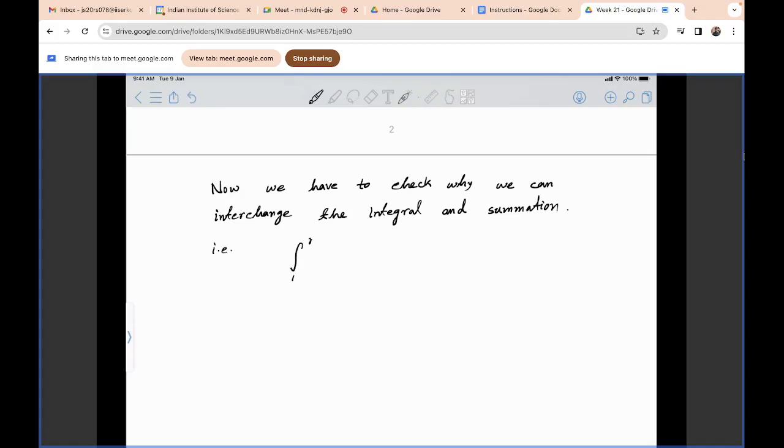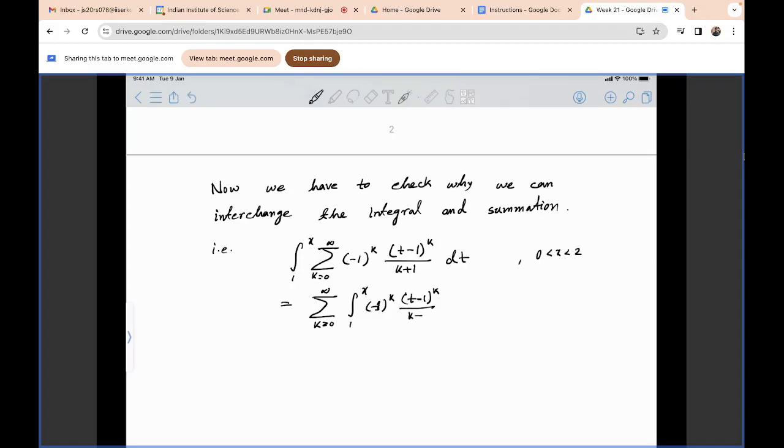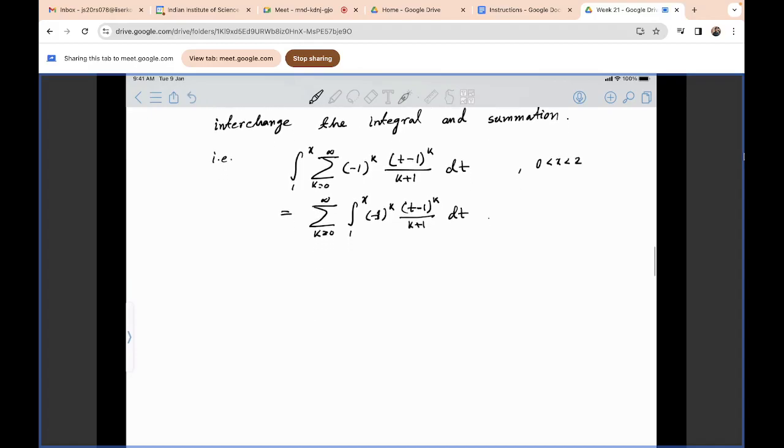What we have done: integral from 1 to x of summation k equals 0 to infinity of minus 1 to the power k times t minus 1 to the power k by k plus 1 dt, for 0 less than x less than 2. Why is this the same as summation k equals 0 to infinity of the integral from 1 to x of minus 1 to the power k t minus 1 to the power k dt? This we have to check.